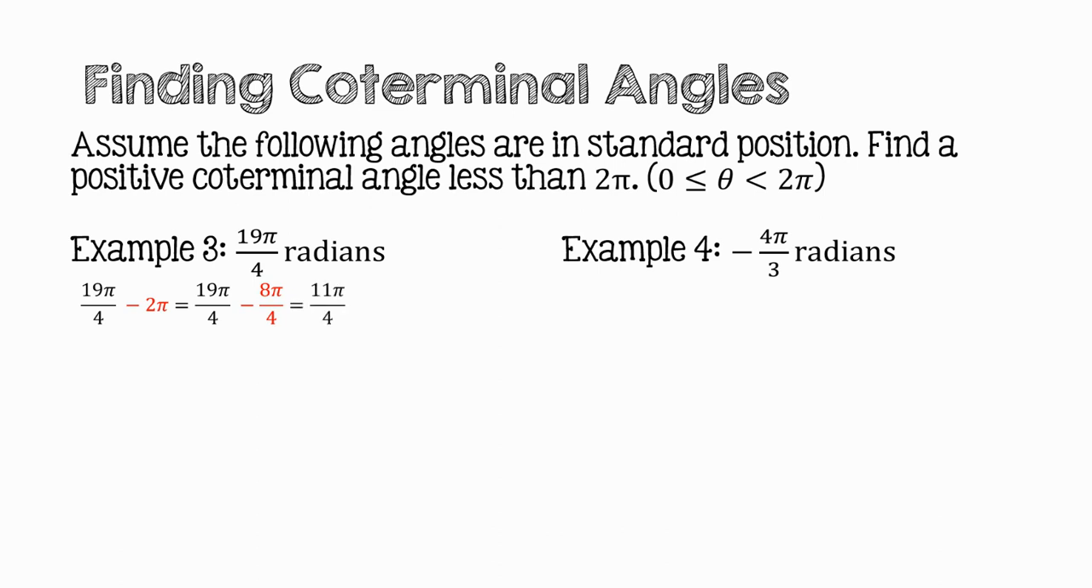Now, it's really important to know that 11 pi over 4 is not between our directions 0 and 2 pi radians. So knowing that's a positive coterminal angle, it is positive, but it's more than 2 pi. So what do you have to do? Subtract again. Since we already made a common denominator, I can just subtract 8 pi over 4 from 11 pi over 4, and I get 3 pi over 4. This is my coterminal angle.